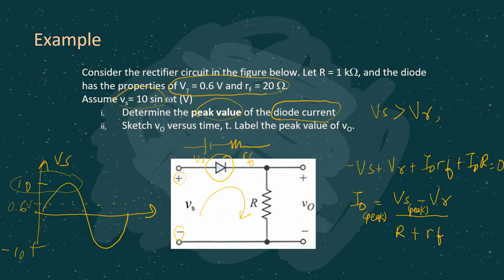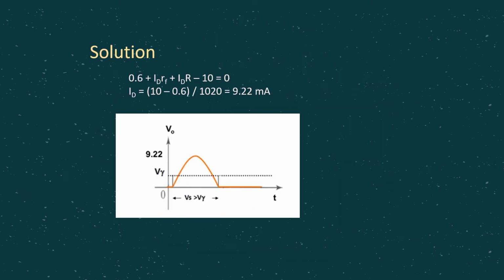Okay, so we can just substitute. Vs peak is 10, V gamma is 0.6, divided by 1k plus the 20 ohm. That will give us the value of ID peak. So as can be seen from here, it is the same thing that we have discussed before. If we calculate, we are going to get ID equals 9.22 milliampere. So this is the peak value of the diode current.